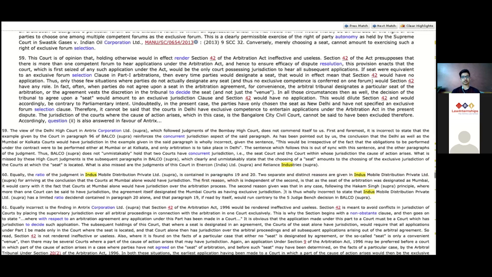It is thus wholly incorrect to state that Indus has a limited ratio decidendi contained in para 20, and that para 19, if read by itself, would run contrary. So the reason I dwell more deeply into this judgment is to help you understand that it is not only law students or lawyers who fall prey to this. Every person, every court can misunderstand or misconstrue a judgment.